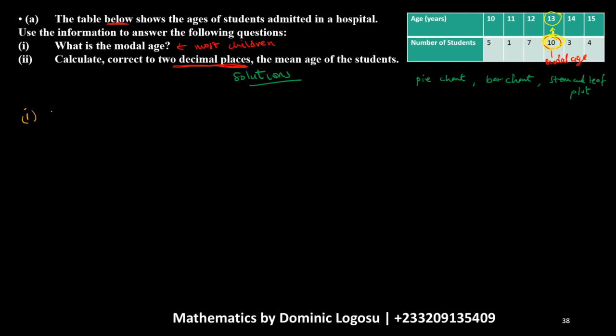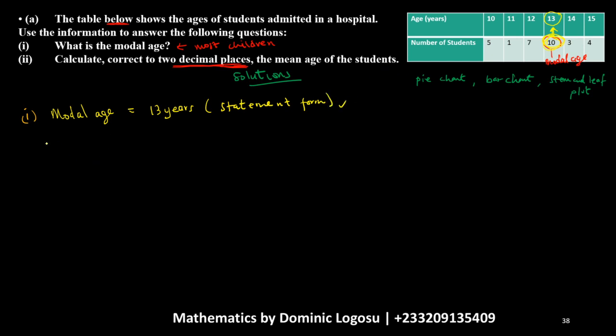The highest frequency is linked to what? The modal age, which is what? 13. So it becomes modal age equals 13 years. This is good enough, okay? But if you want to put it in statement form, that's fine. That's awesome.